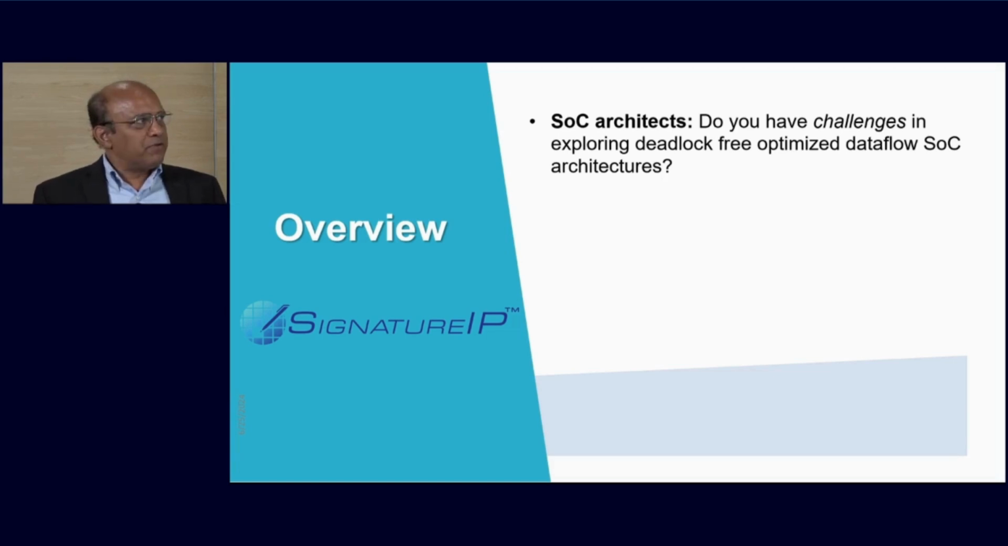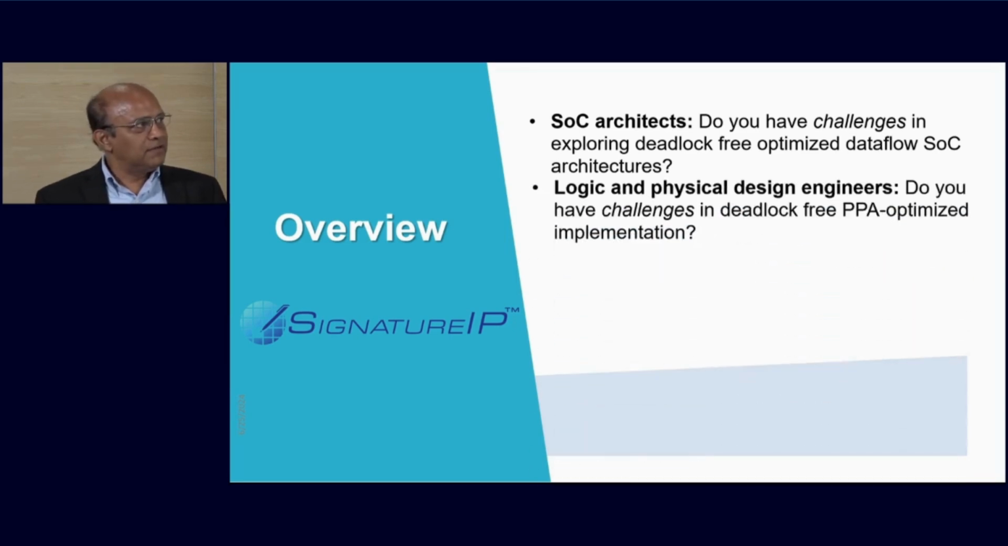So let me ask you a few questions. The first question is, do you have challenges exploring deadlock free optimized data flow SoC architectures? When you are designing a silicon either in a monolithic way or a chiplet way, there are architectural issues. So how do you want to overcome those architectural issues just to start with? That's the first question we architects want to know. Is there something out there which will help them to navigate through the complex game of coming up with optimal architecture for their design?